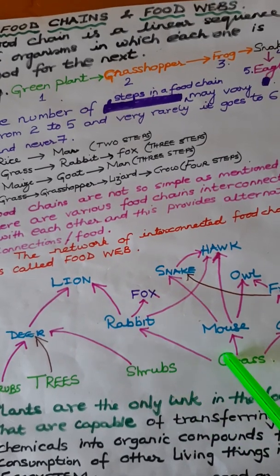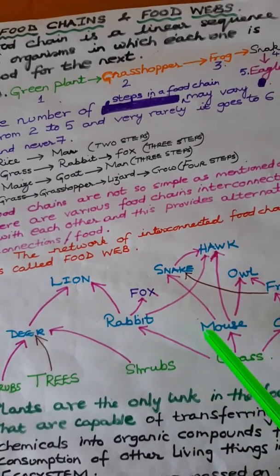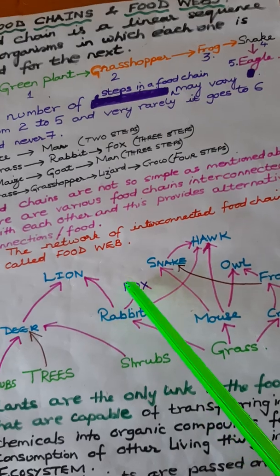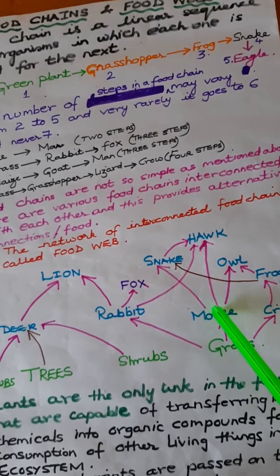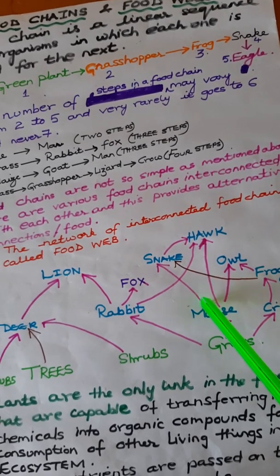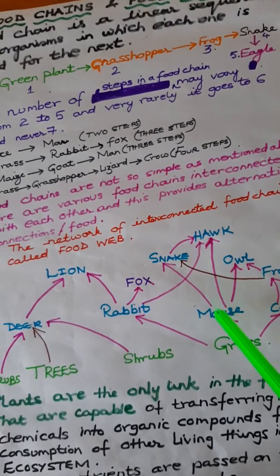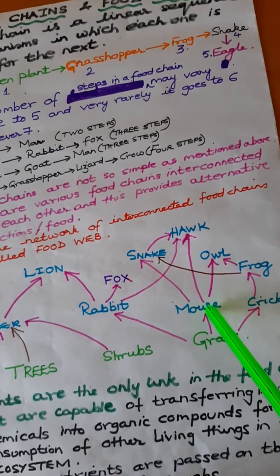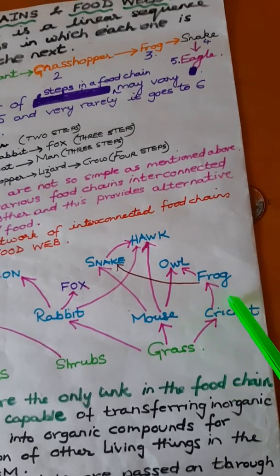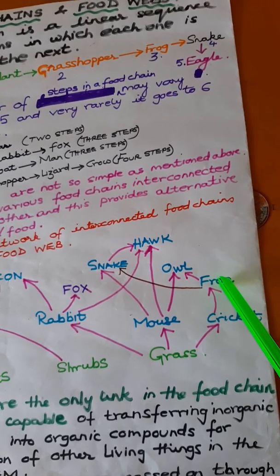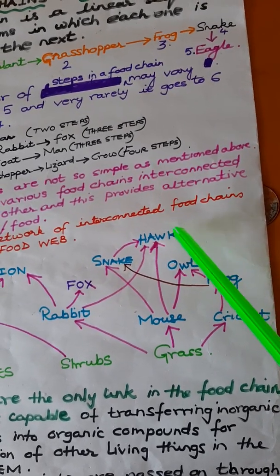Now the rabbit eats the grass. Again the rabbit is eaten by the lion. Again over here, the rabbit eats grass, the rabbit can be eaten by the fox, it can be eaten by the hawk. Now the mouse eats the grass, and the mouse is eaten by the snake, or the mouse can be eaten by the hawk, or even by the owl. Then there's another one, grass eaten by the cricket, the cricket can be eaten by the frog, the frog in turn can be eaten by the snake, it can be eaten by the owl, the frog can even be eaten by the hawk.